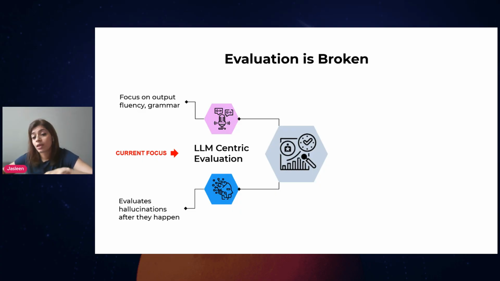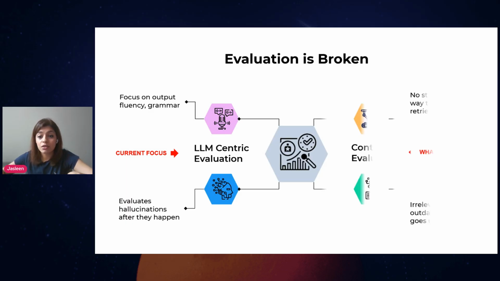And here's the big problem: they only evaluate hallucinations after it's already happened. It's like checking the temperature after the fire has started. But hallucinations in RAG often stem from the retrieval step, and that's where evaluation efforts are lacking.